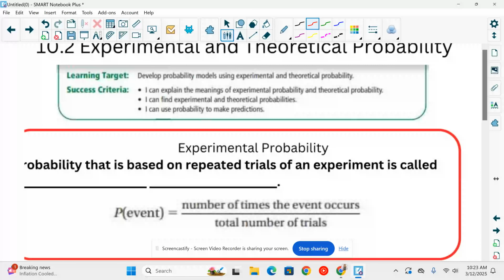Alright, so we're going to be on 10.2 today, which is on page 7. Okay? We're going to be looking at theoretical and experimental probability. Now, we've done experimental probability already. Yesterday, when you conducted those experiments with rolling the dice and with flipping the penny, those were experimental probabilities.